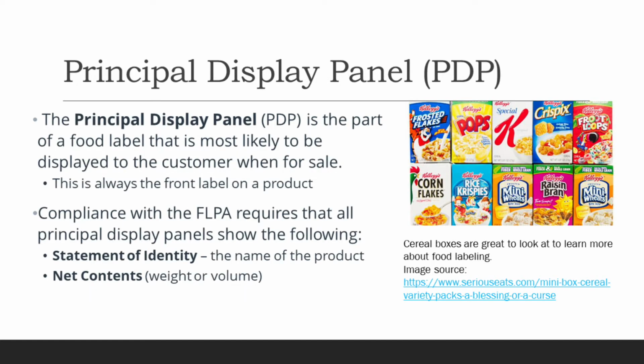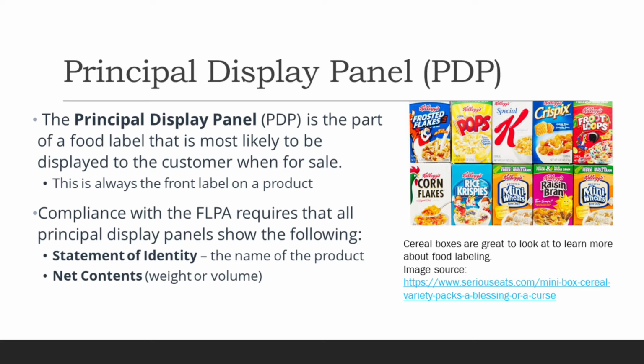Now, when you look for an item in a grocery store, what is the first thing you see on the aisle? It's the front of the product, right? Usually. Unless someone was clumsy or careless and they put it in a weird position. But, regardless, most of the time you'll see the front of the product, right? Well, there's a name for that. That's the Principal Display Panel, or the PDP. If you want the more formal definition, it is the part of the food label that is most likely to be displayed to the customer when it is presented for sale.